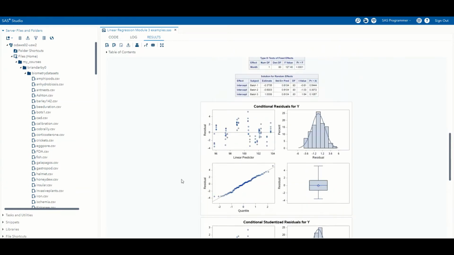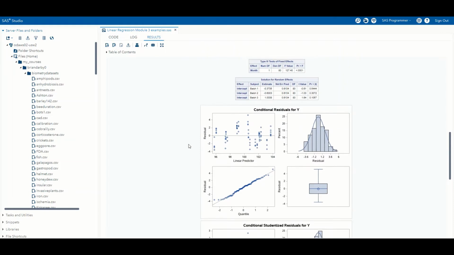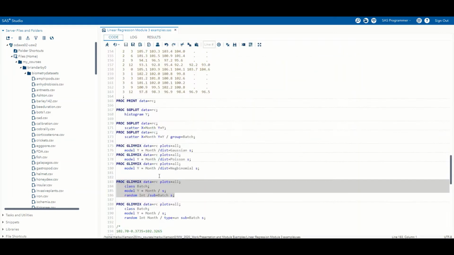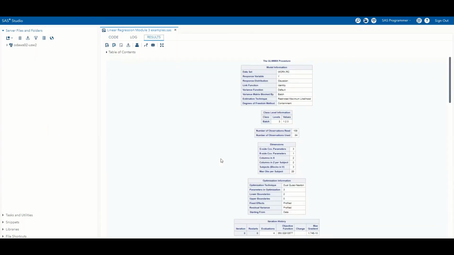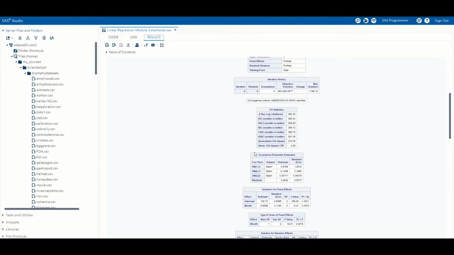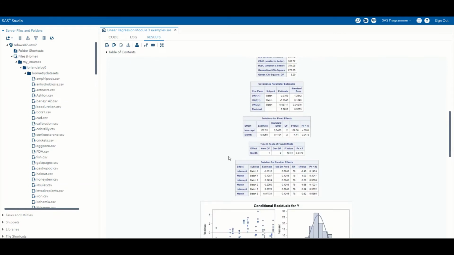Residuals, like I said, are kind of a bit of an art. They don't look too egregious. But now let's try this with both random intercept and random slope by adding month to the random statement. And chi-square is a little high, but actually not too terribly bad.